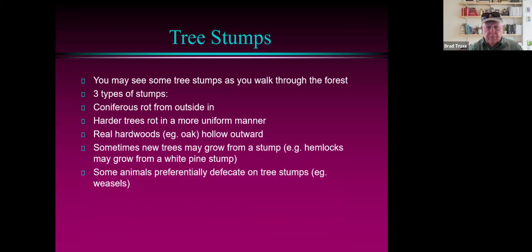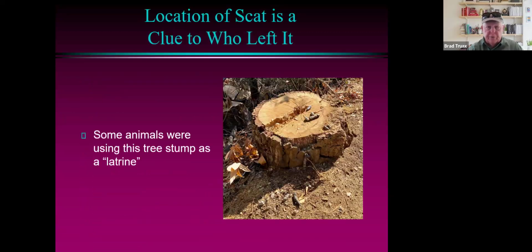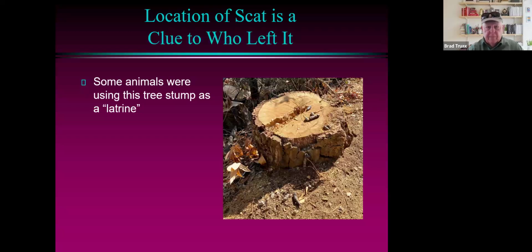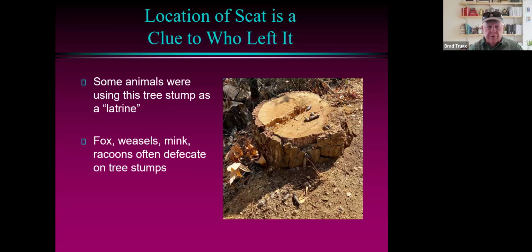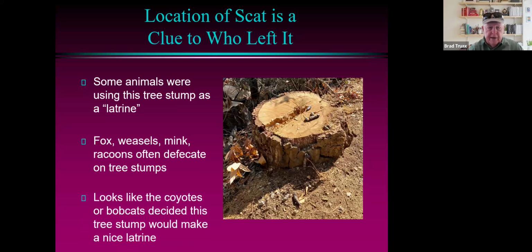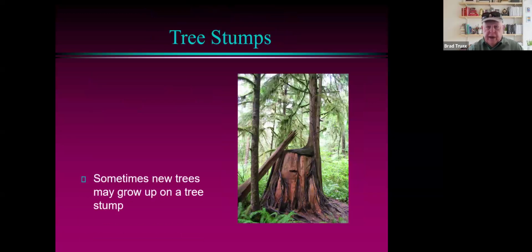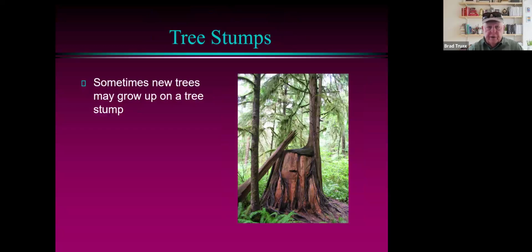And some animals prefer to defecate on these tree stumps, particularly weasels. Okay, so some animals were using this tree stump as a latrine. Foxes, weasels, mink, and raccoons often defecate on top of tree stumps. And it looks like in this case, it was coyotes or bobcats that decided to make this tree stump a nice latrine. Here's an example of new trees that are growing up on a tree stump.